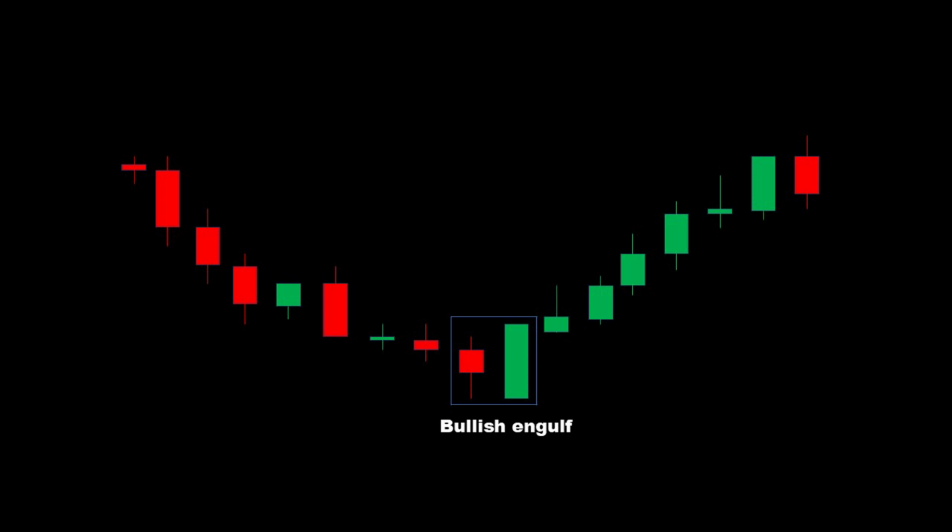You can trade it by confirming with volume or RSI rising, or by entering at the close of the green candle or on a break of its high. Place a stop below the pattern. This pattern gives you confidence that a reversal is real, not just a pullback.